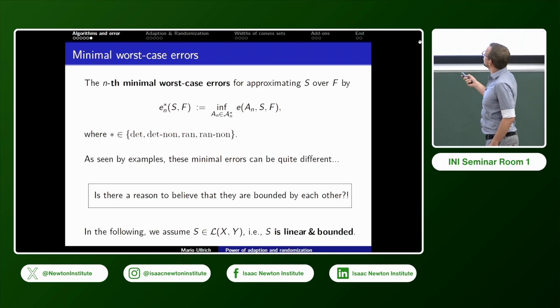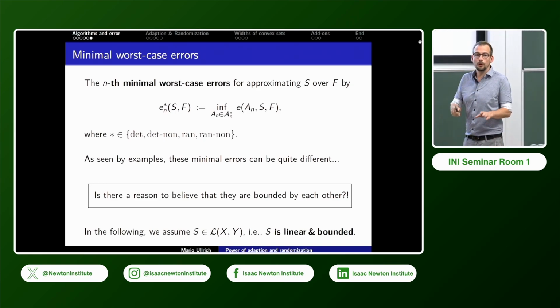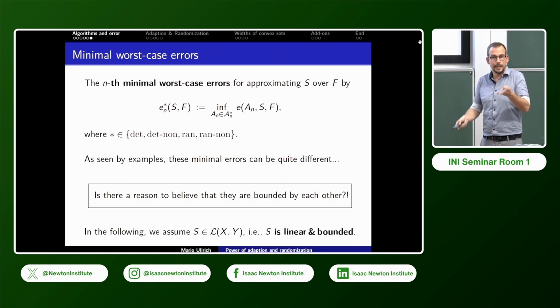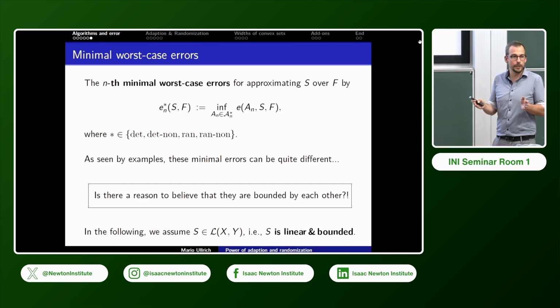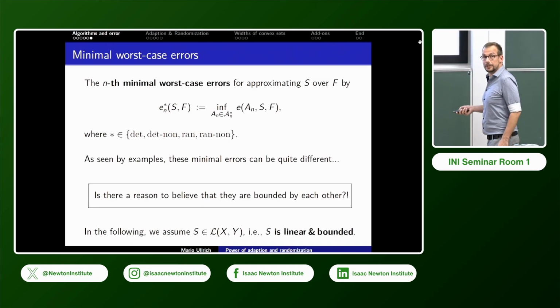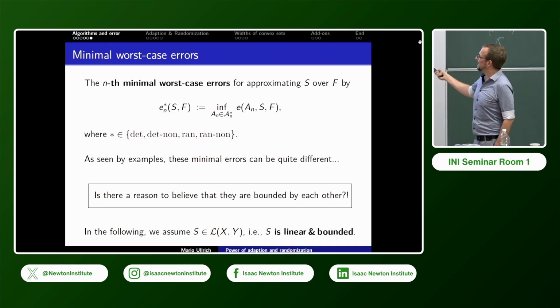Okay, so what I'm doing now is I consider the nth minimal errors for all these classes. Instead of considering the error of one specific algorithm, I take the infimum over all possible algorithms from a class. And the class could be the deterministic non-adaptive, randomized non-adaptive. Okay, so there are four numbers. Once I fix my problem S and my input class F and my number of possible informations N, I only have four numbers, so to say. And I want to know how different are these numbers, right? As can be seen by examples, there are many examples, but I don't have time to talk about that, these minimal errors in the different settings can be quite different.